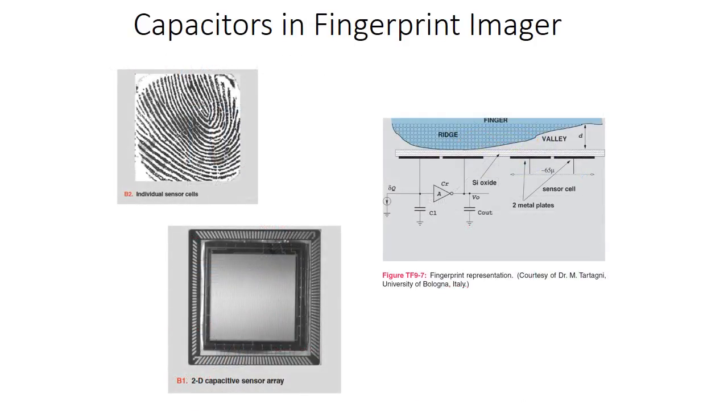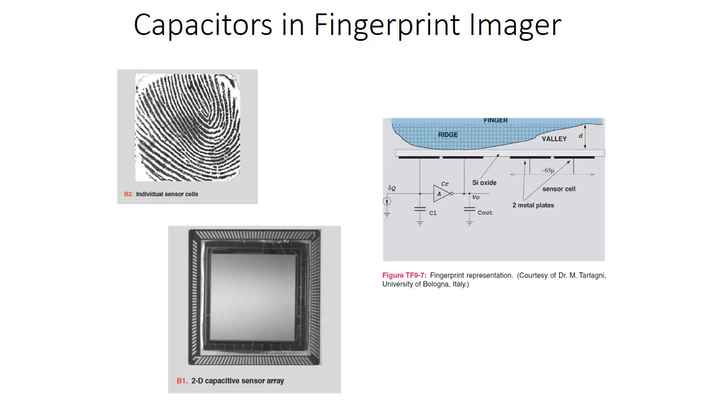We also have capacitors in other types of sensors. Here we have a quick one of a fingerprint imager, where you can look at the fingerprint at the top. You have the sensor in B1. Essentially what this does is detect the distance between the valleys and the ridges on your fingerprint, because you have a changing distance there.